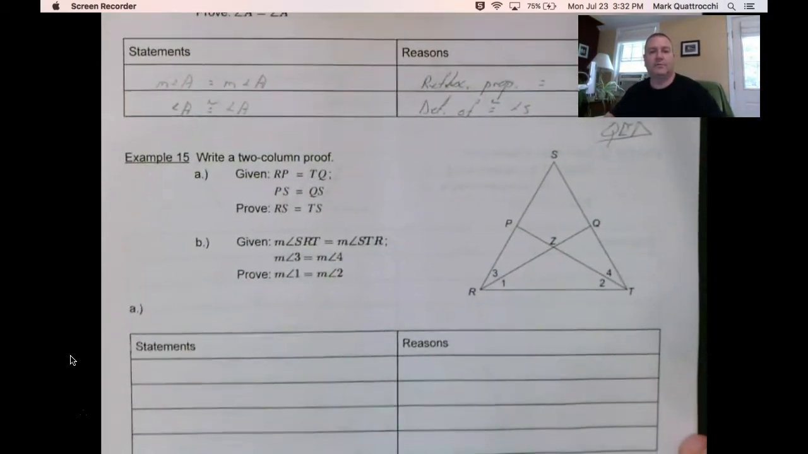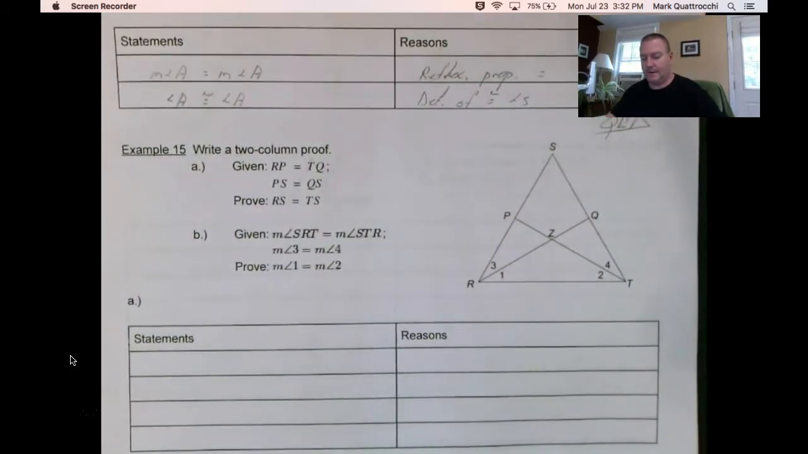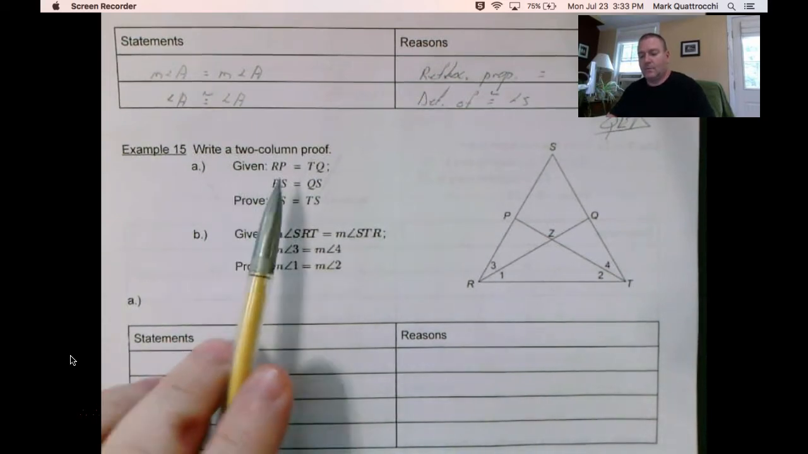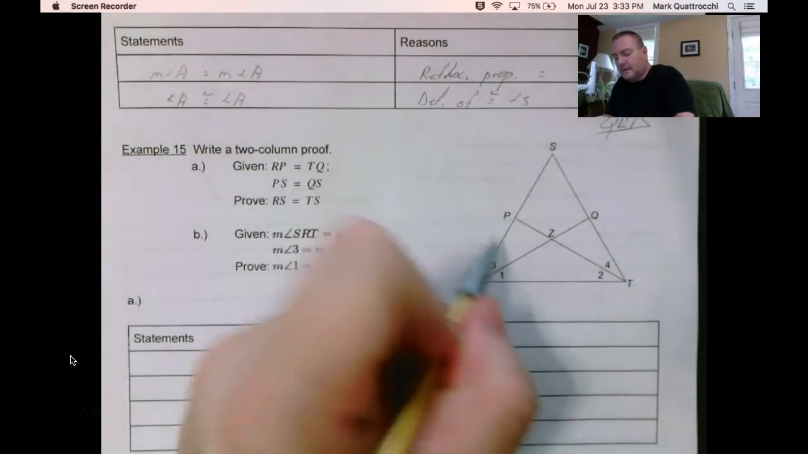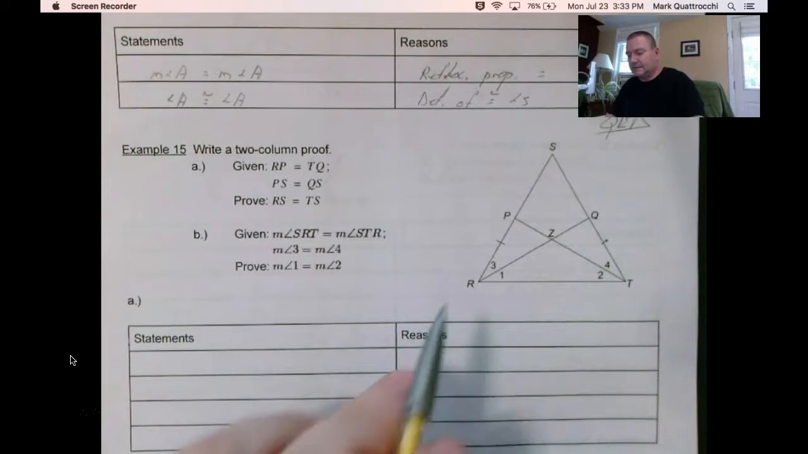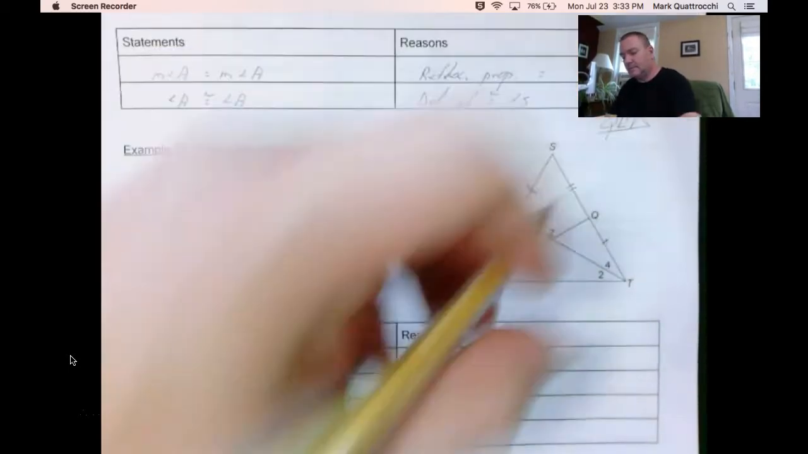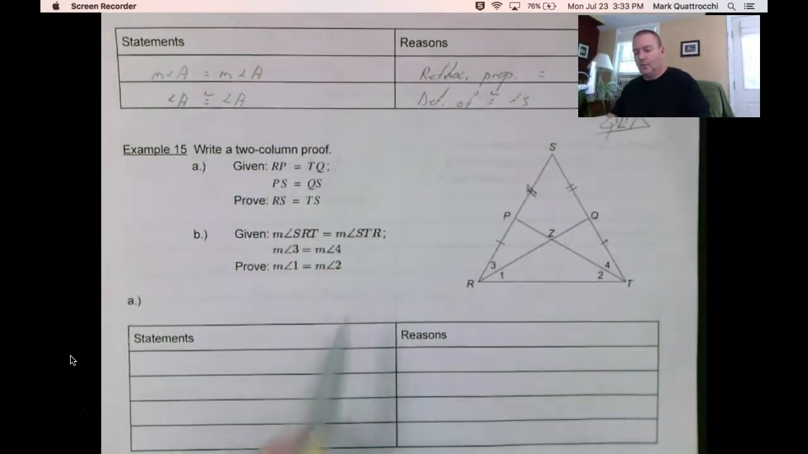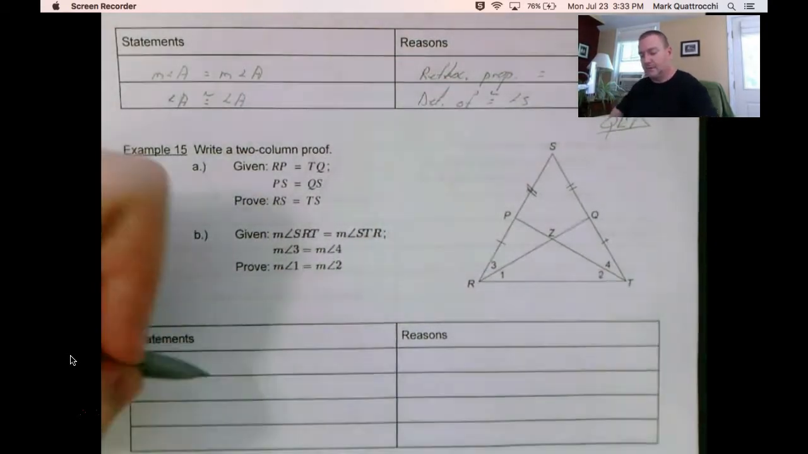All right, write a 2-column proof. Part A. Let's see. RP is equal to TQ. PS is equal to QS. Notice 1 tick mark, 1 tick mark, 2 tick marks, 2 tick marks. Our goal is to prove that RS is equal to TS. So let's go through this.